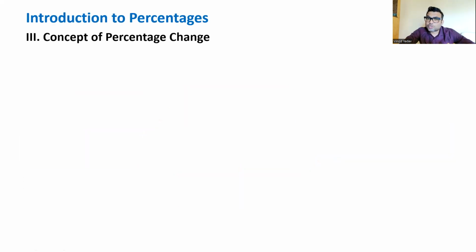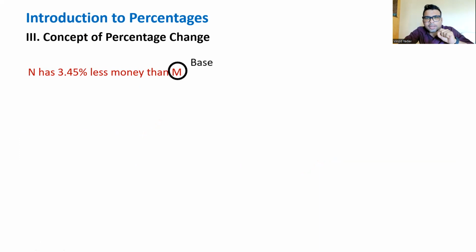Concept of percentage change. Look at this statement. N has 3.45% less money than M. So in this statement, who is the base? Of course, M. And the fraction for 3.45, remember 23, 29? 29, 3, 4, 5, three consecutive numbers, 3, 4, 5. So 1 by 29 is 3.45%. So I should take M as 29.